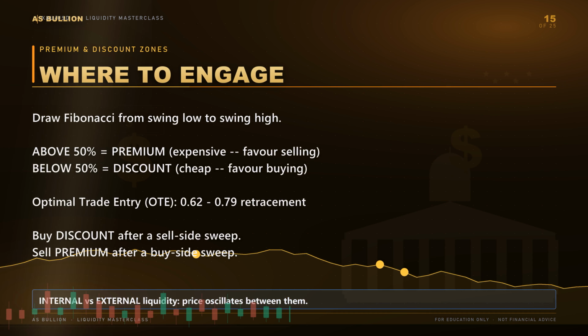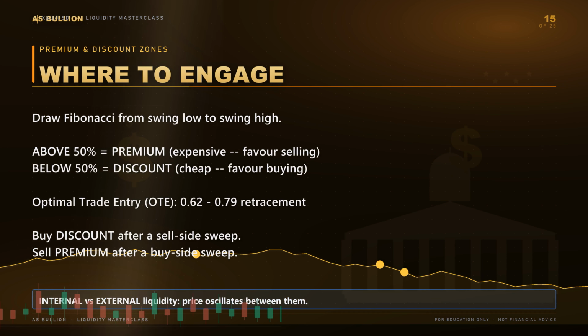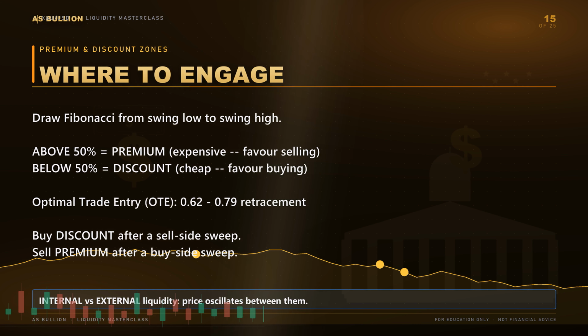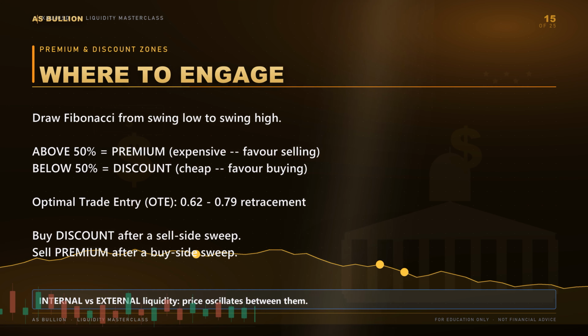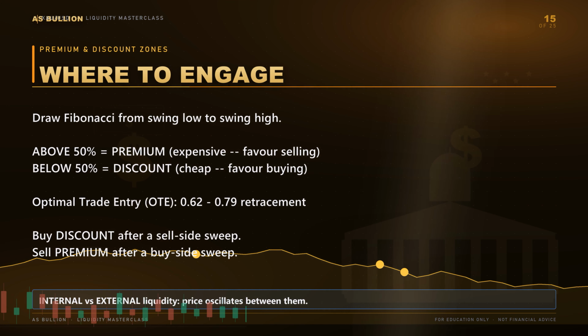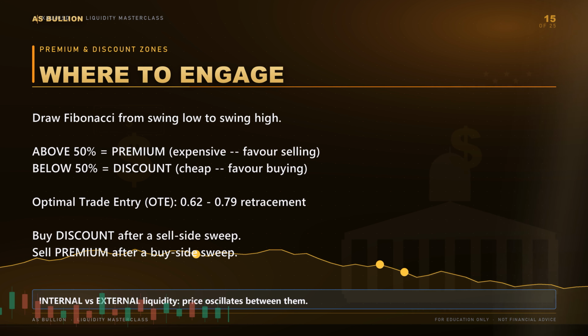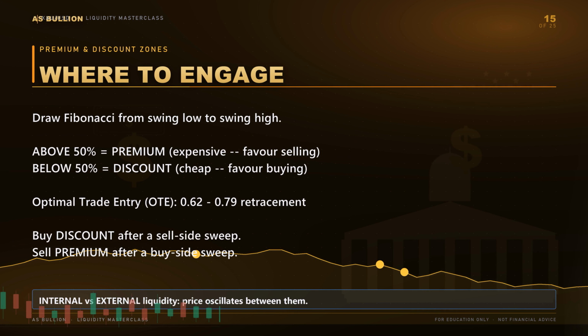Premium and discount zones. Draw a Fibonacci from a swing low to swing high. Above the 50% midpoint is premium territory, expensive, favor selling. Below 50% is discount territory, cheap, favor buying. The optimal trade entry zone sits around the 0.62 to 0.79 retracement.